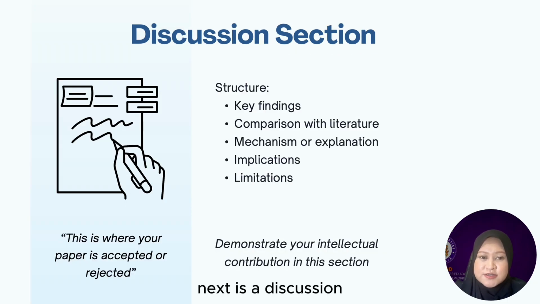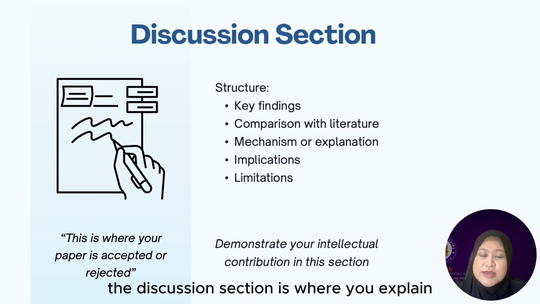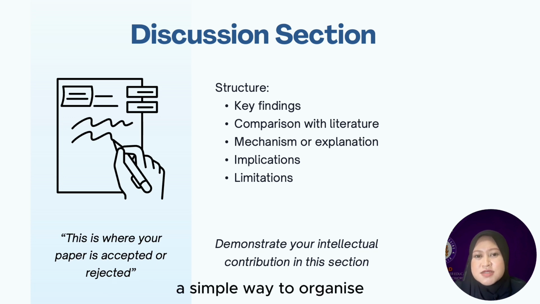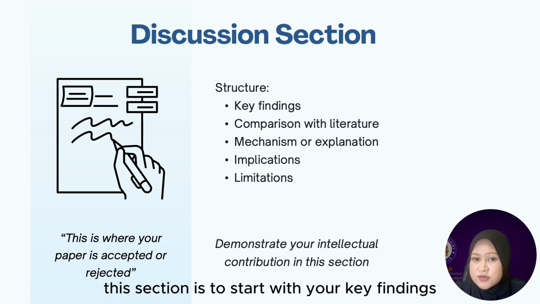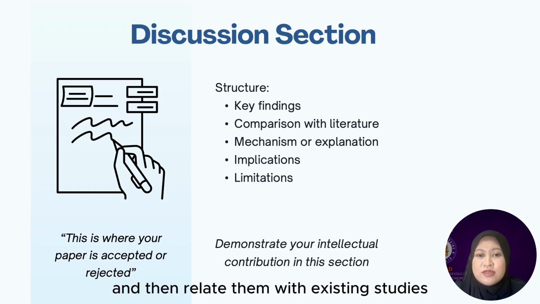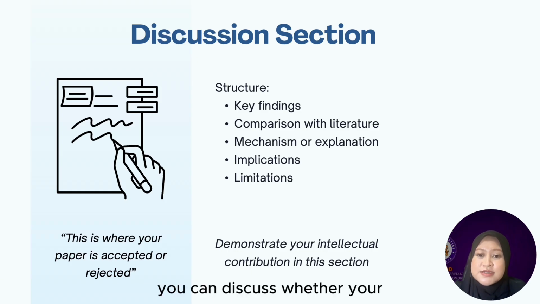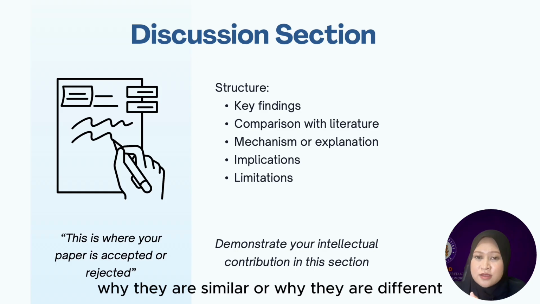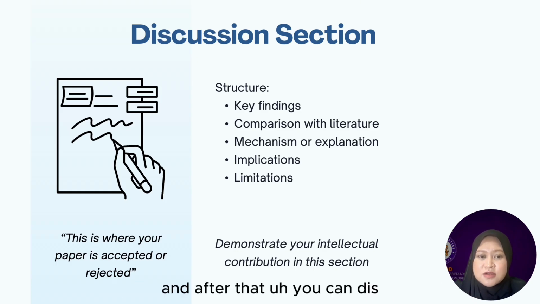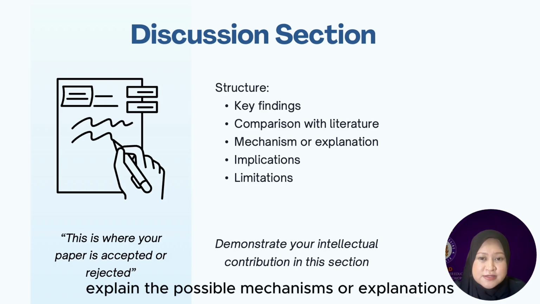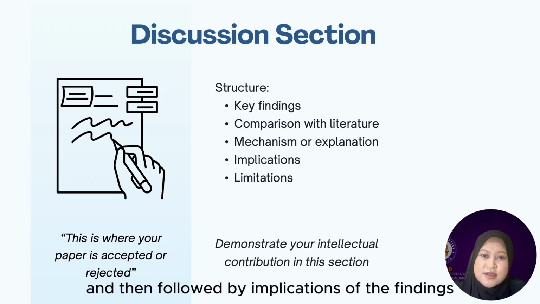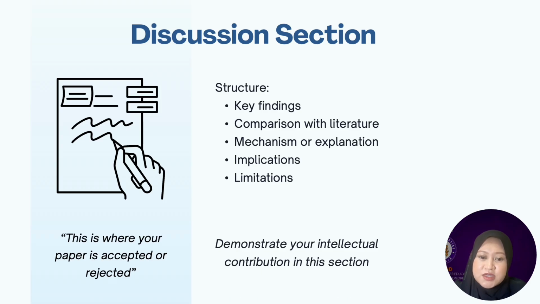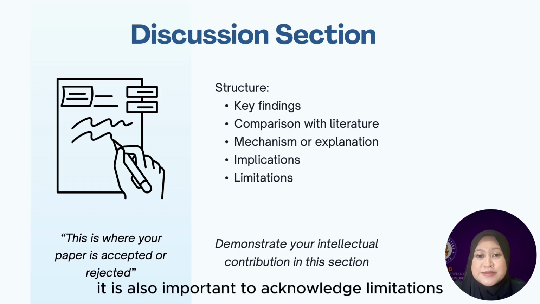Next is the discussion. The discussion section is where you explain what your results mean. A simple way to organize this section is to start with your key findings and then relate them to existing studies. You can discuss whether your results are similar or different, and then suggest possible reasons why they are similar or why they are different. After that, you can explain the possible mechanisms or explanations of the results, followed by implications of the findings. It is also important to acknowledge limitations.